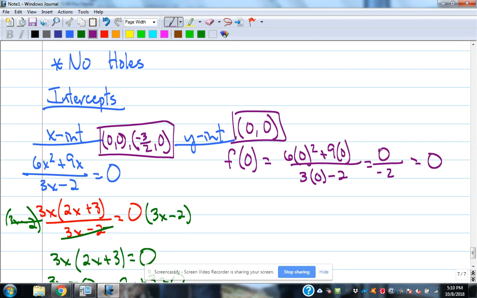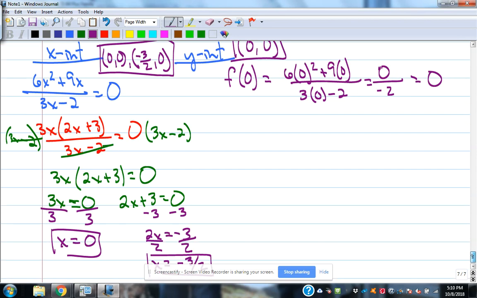The next question would be, does the graph cross the oblique asymptote that we found? Okay? Does it cross the oblique asymptote? How do we decide?